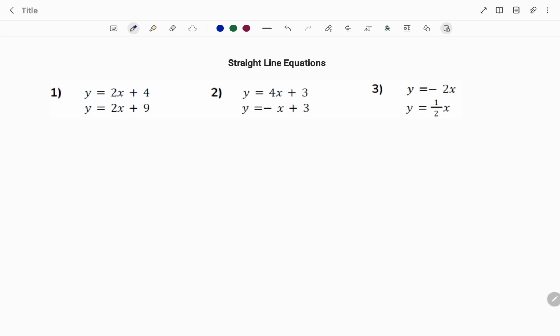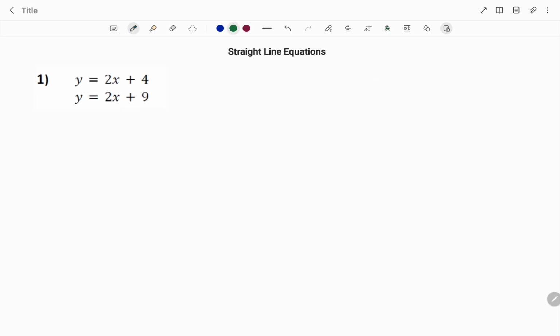In the first example, we have y equals 2x plus 4 and y equals 2x plus 9. For a straight line, the standard equation is y equals mx plus c. Your m is your gradient or the slope of the graph, while your c is your y-intercept.